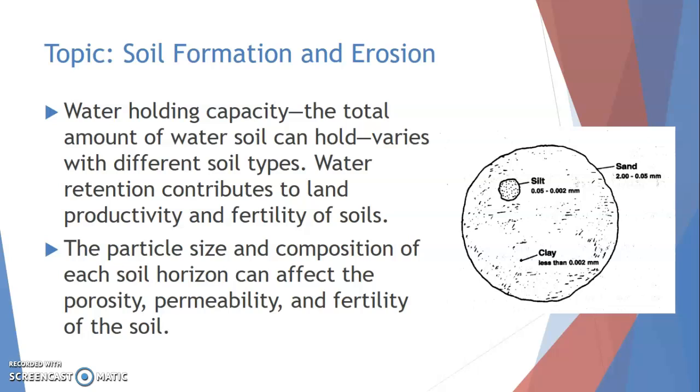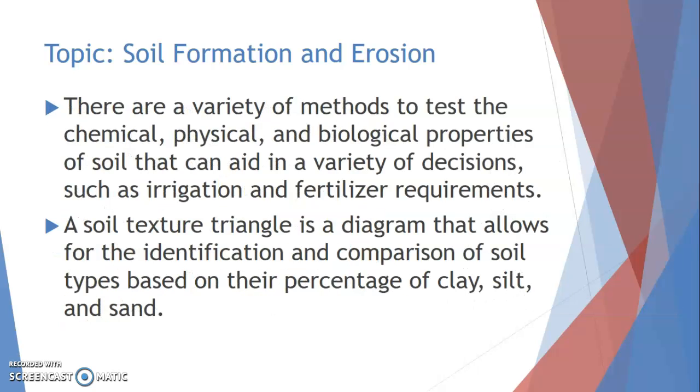On the opposite side, where you have sand, if you ever went to the beach when you were younger and filled up a little sand pail with sand to make a sandcastle and maybe ran some water through it, it just kind of completely pours through because it's really large. There's not a lot stopping the water from seeping right through it. So the particle size and the composition of each soil horizon can affect the porosity, permeability, and fertility of the soil. So porosity is basically how well it absorbs the water, permeability is how fast the water moves through it, and fertility is how supportive of life it is.